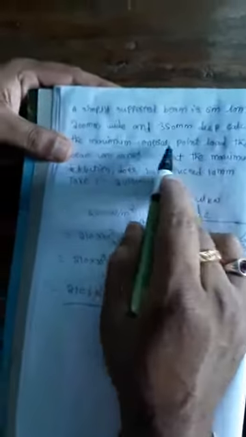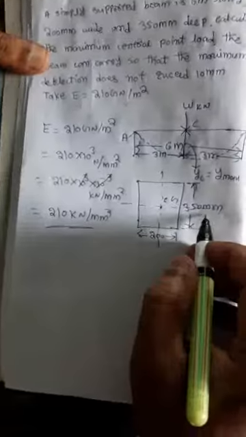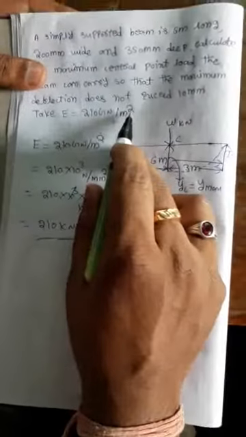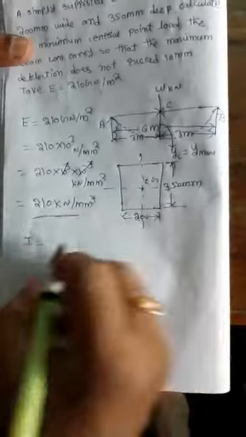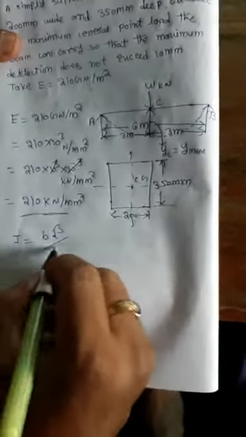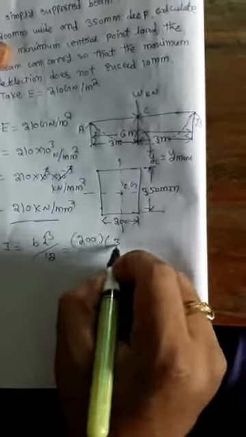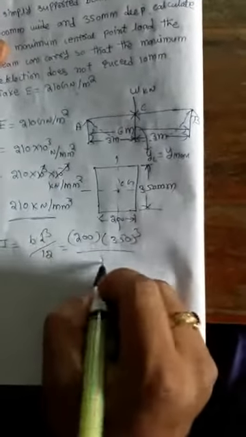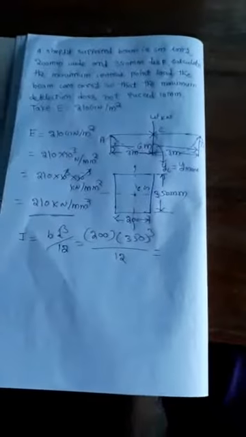So the other given data is 200 mm wide and 350 mm depth. Here there is no I value, that is the moment of inertia value. So I for a rectangular section is BD cube by 12. B is 200 and D is 350, whole cube, by 12. This is a very important problem for your final exam.